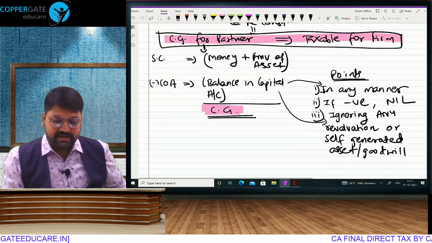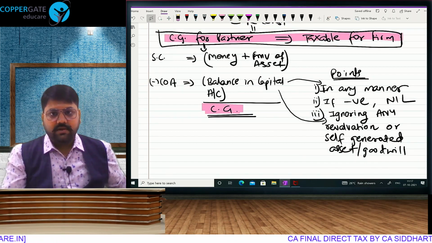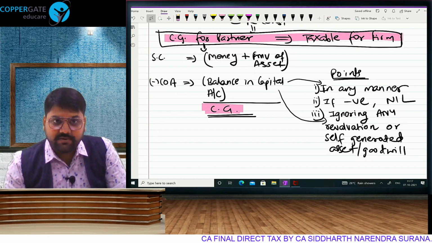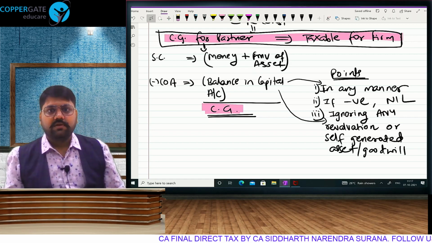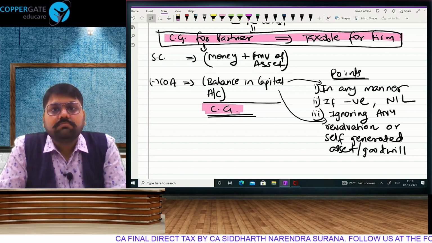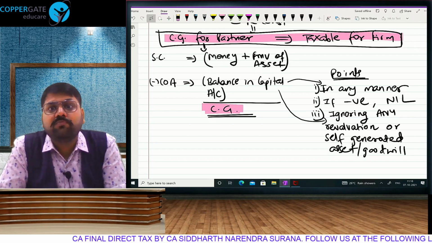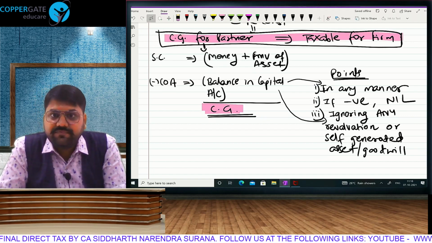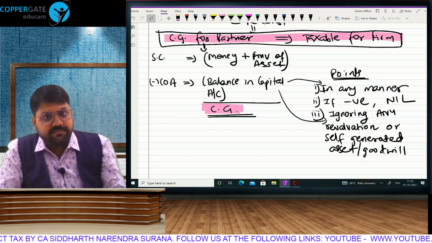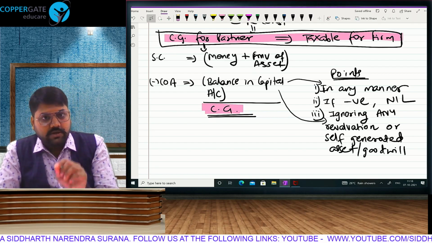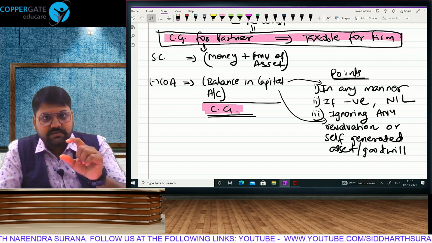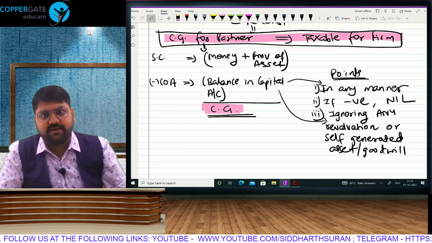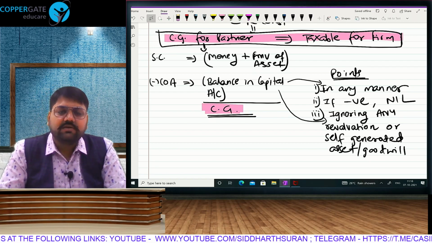So are we clear on the calculation aspect of 45.4? Simultaneous invoking of 9B and 45.4 we will be doing, but are we clear about the calculation aspect of only 45.4? Gain will arise to whom? Partner. But we will take tax from whom? Firm. Gain will arise to the partner, but we will take tax from the firm. How will we compute that? Selling price will be money plus FMV of the asset. Cost price will be the balance in the capital account. If negative, then take it as 0. Ignore any revaluation or self-generated asset, and the capital account can be in any manner. That capital gain will be taxable for the firm.